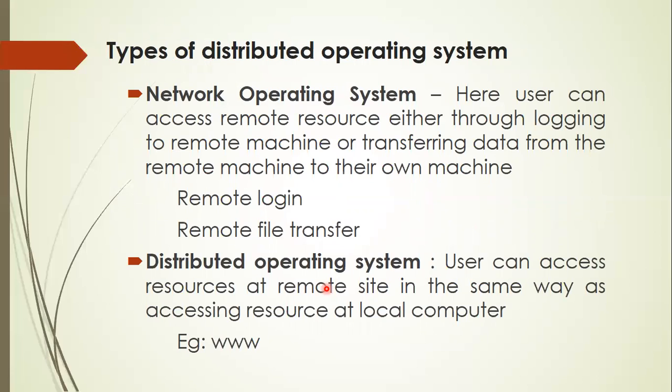There are two types of distributed system. The operating systems used in a distributed system are of two types. One is the network operating system. The second one is the distributed operating system.